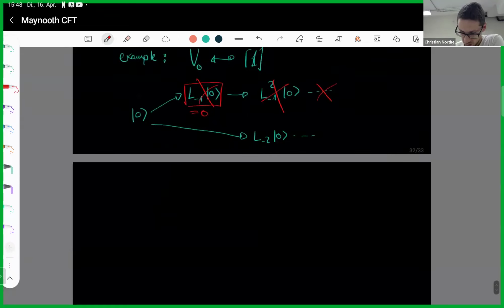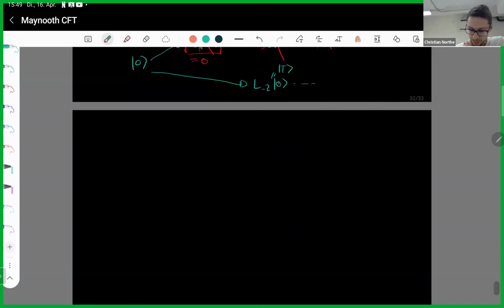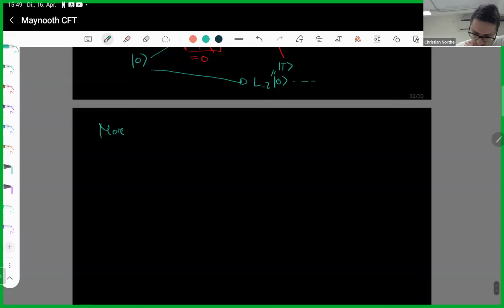Okay. So how to think about this? All the other states, built on L-2 and L-3 and so on, they're there. They're okay. In particular, we figured out that this guy here was just the energy momentum tensor state. Okay, more generally, so this was an example.